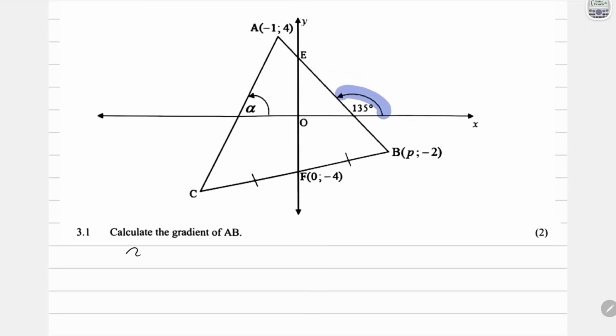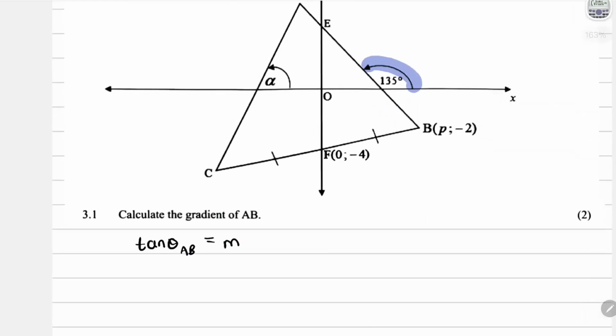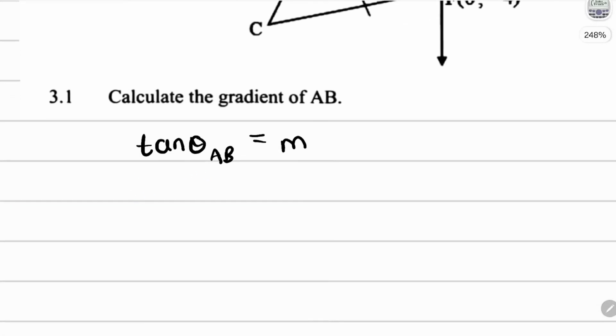You can say the equation for the angle of inclination is tan theta must be equal to your gradient. And the theta that is referred to here is the angle of inclination of that line. So of that line AB, which we can see over there, is 135 degrees. So it means we can substitute that there. To find the gradient, you're just going to say tan of 135 degrees.